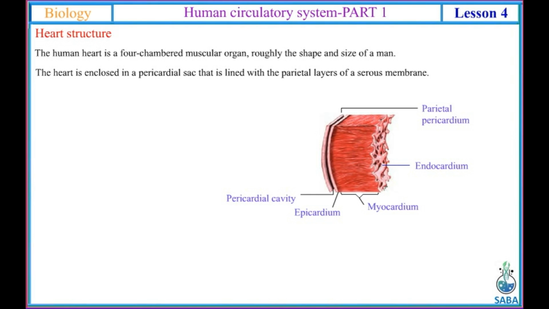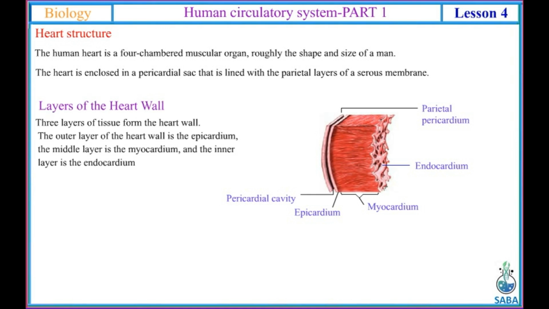Heart structure. The human heart is a four-chambered muscular organ. The heart is enclosed in a pericardial sac that is lined with a parietal layer of serous membrane. Layers of the heart wall. Three layers of tissues form the heart wall. The outer layer of the heart wall is epicardium. The middle layer is myocardium, and the inner layer is called endocardium.